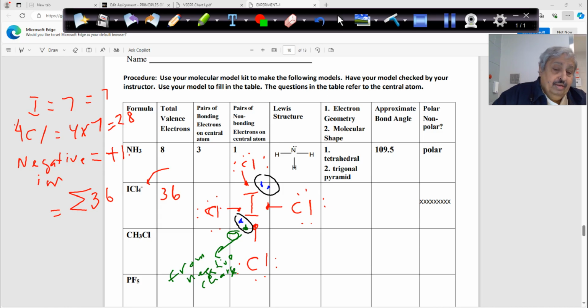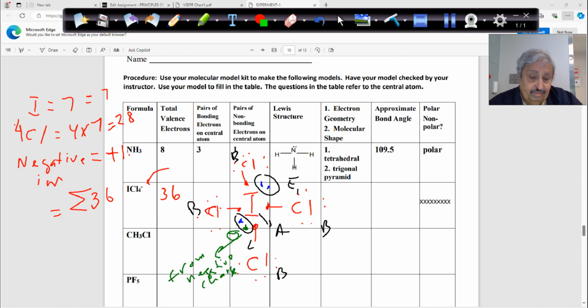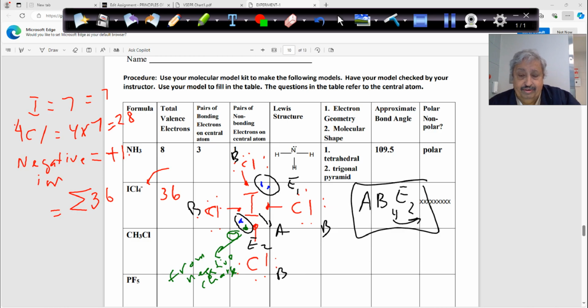So now, looking at the electron one, this is A, the central atom. All those are B's, B, B, B, and then I have E1 lone pair, E2 lone pair. So I have the formula. You have to have the formula there. So you have AB4E2. If I consider both for electron geometry, this is 6 units, correct? 6 units, this is octahedral.